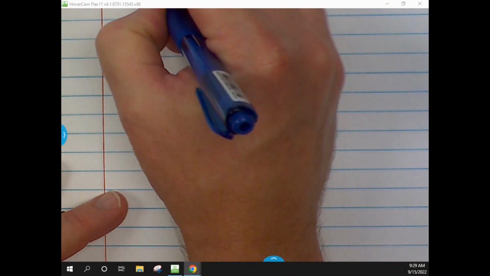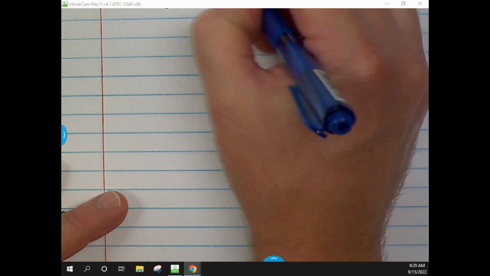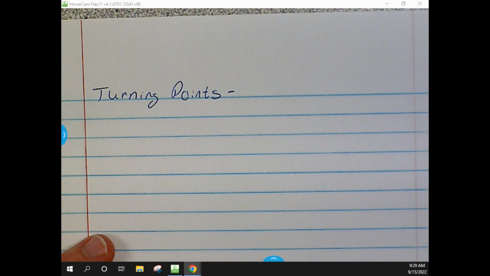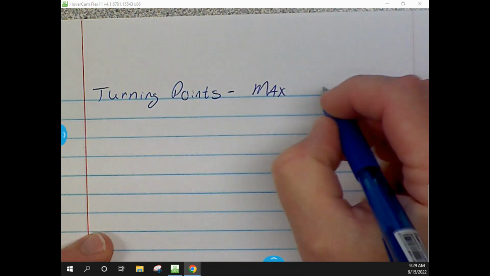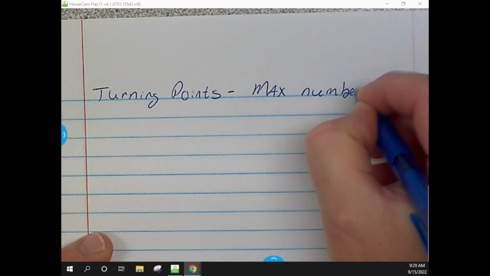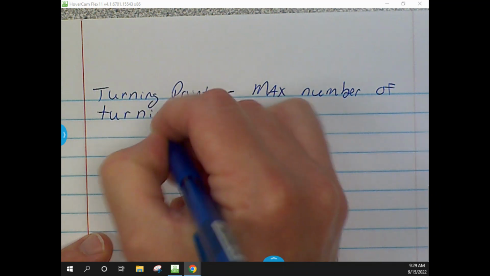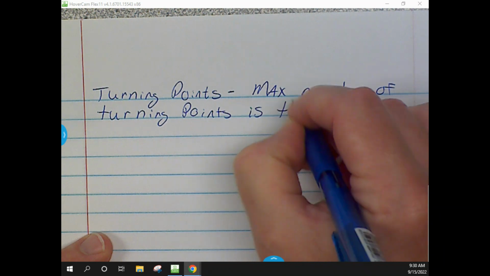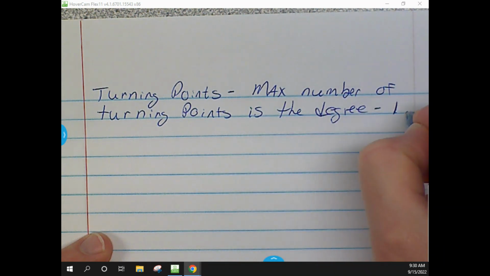So when they talk about the turning points, we're talking about the maximum number of turning points, which is the degree minus 1.